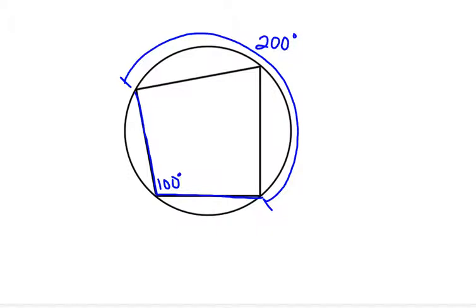Okay. My next question is, what's the measure of this arc? And hopefully you're recognizing, hey, that's the rest of the circle there. 360 minus 200 is giving me 160 degrees for that arc.